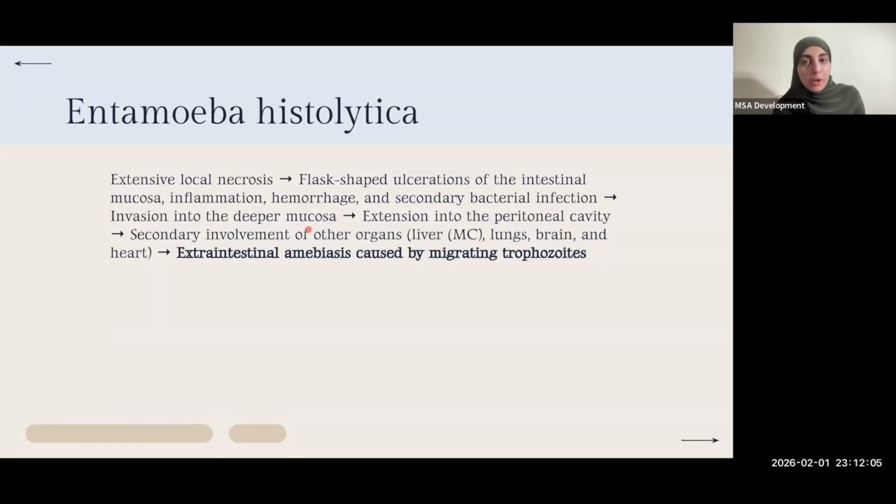Most commonly it is the liver. You get an amoebic liver abscess. Okay, it can also affect the lungs, the brain, the heart. So basically, you have extraintestinal amoebiasis, and this is caused by migrating trophozoites. When it goes deeper and into the peritoneal cavity, the trophozoites are moving around the body, reaching all of these organs.